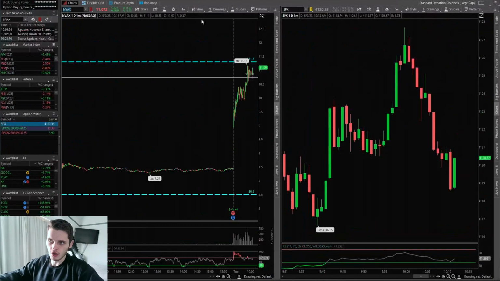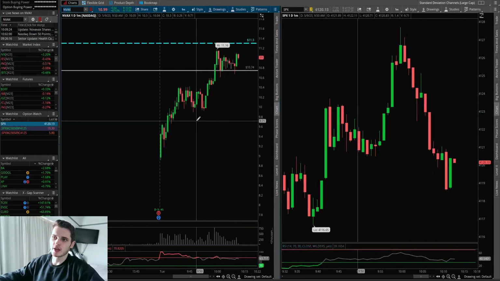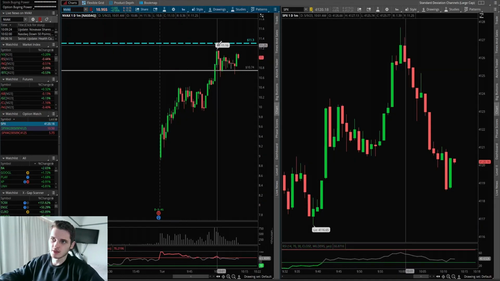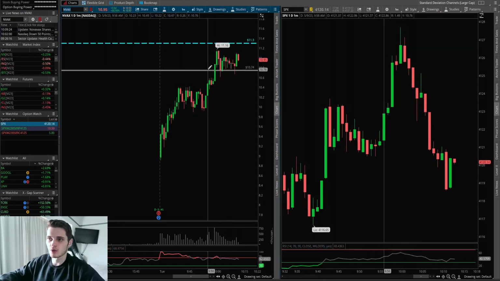Obviously, that's below our option priced low, so really not something I'd ever be looking to trade. But what we can see in this case is this is where we test the option priced high. We start to pull back. We're kind of holding this as a support. So really this is what I'll be watching for now.